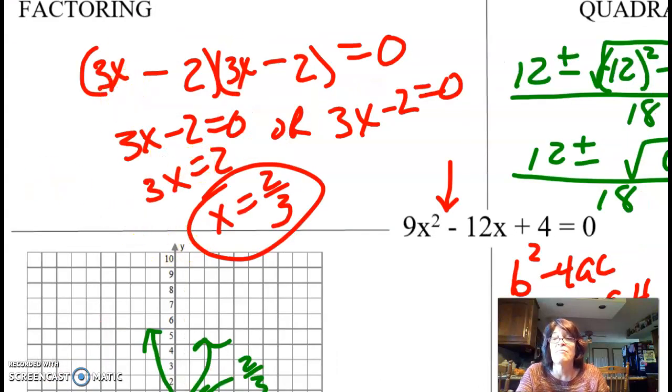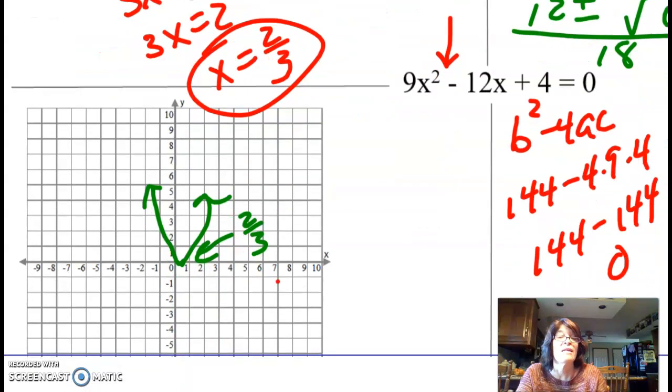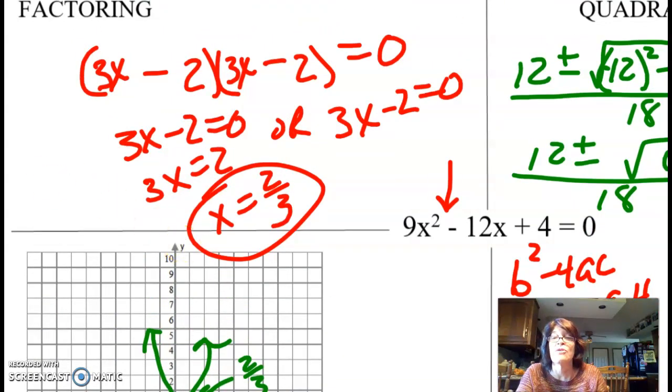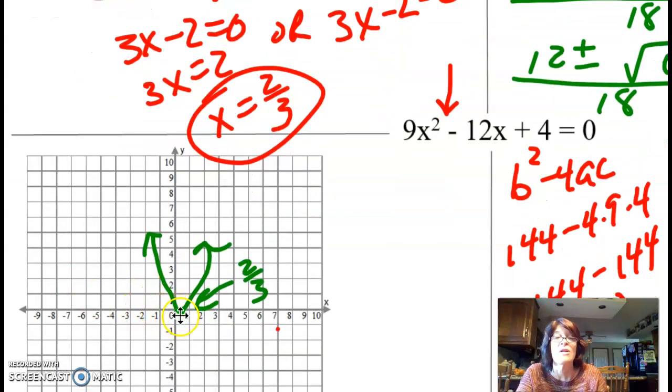Here, I just got one answer. It factored. I got 0 for the discriminant, which meant there was only one answer. It was 2/3. What's that look like? Well, it looks like it just touches once.